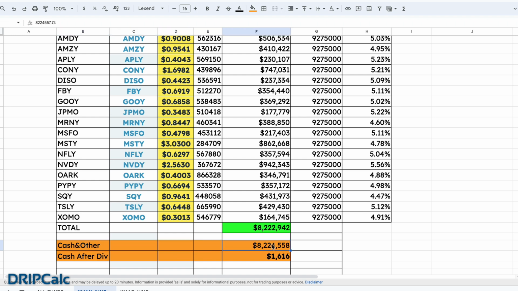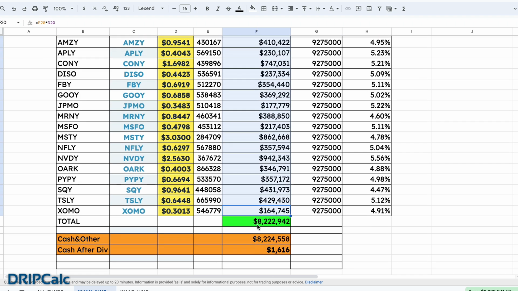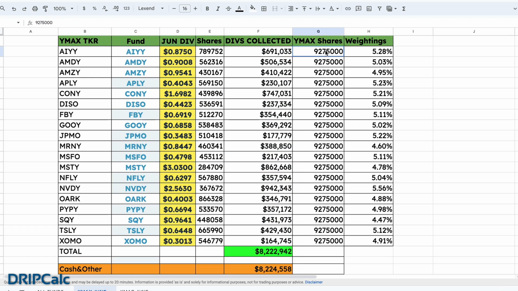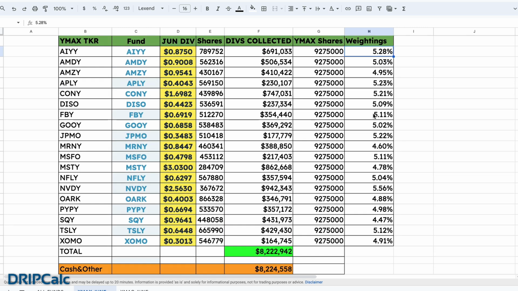Okay, so this position, this line here, cash and other, this is basically their cash, how much they're holding right now. They probably already paid themselves, so to say. Well, not themselves, but they probably already distributed the cash from all these dividends, from all these funds to the YMAX holding, or maybe they didn't. It doesn't matter. So this is how much dividend they will collect in total. Here's how many outstanding shares the fund has right now. So it's 9,275,000. So I have it repeating in each column, but basically this is how many shares outstanding they have right now. The weighting column doesn't help us right now. It's just a dollar weighting in the fund. Okay, it doesn't really matter.